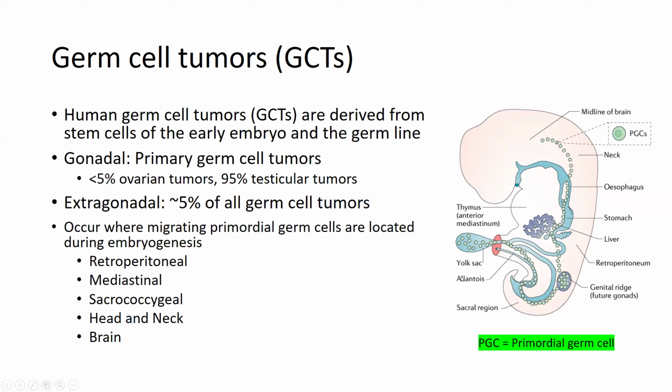And they occur, as you can see here from the developing embryo, anywhere along the area where primordial germ cells are located during embryogenesis and as they migrate. So you can find them anywhere from the yolk sac area, all down into the sacral region, obviously into the gonads, along the gastrointestinal tract, along the spine, along the neck, and all the way into the brain. And so that gives us many locations that I've mentioned here, which is retroperitoneal, mediastinal, sacrococcygeal, head and neck, and brain.